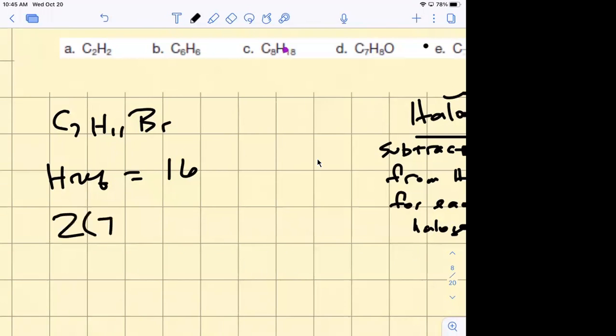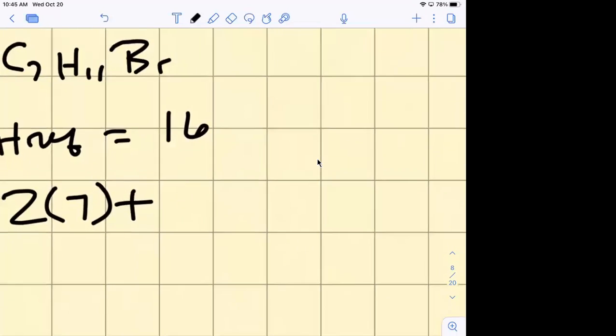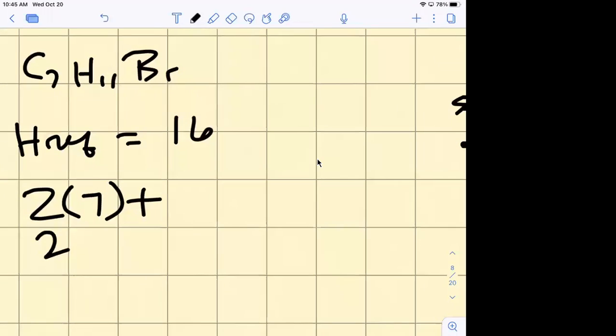I thought we used the number of hydrogens. We're not doing anything with that yet. No, it's 2N plus 2, where N is the number of carbons. Oh, 2N plus 2. That's what we get for HREF. So it's 2 times 7 plus 2.